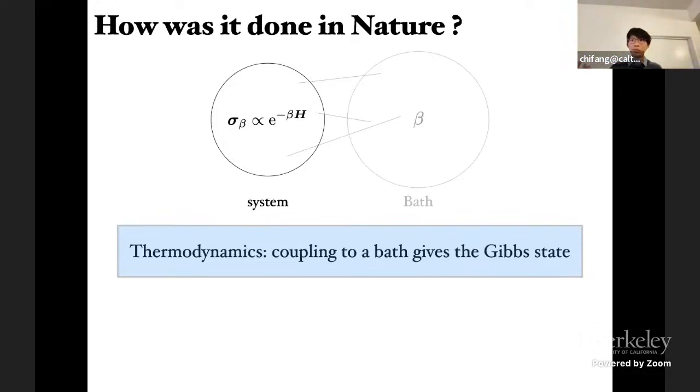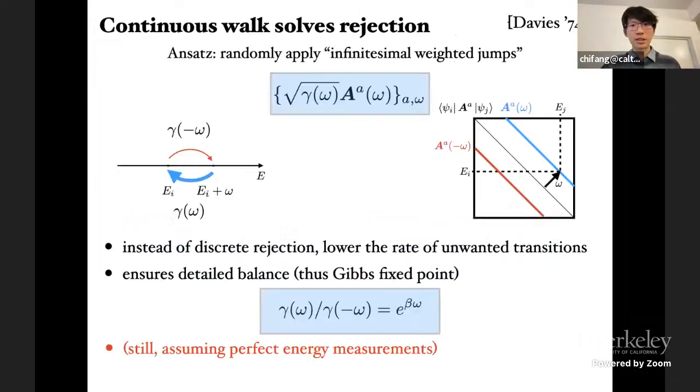If you ask experimentalists, they would just put their device into a fridge and lower the temperature of the fridge, then you get the ground state or thermal state. It's really robust, really universal, you just do it. So it turns out nature really knows how to do it, and our algorithm is heavily inspired by nature. So let's see what nature can give us.